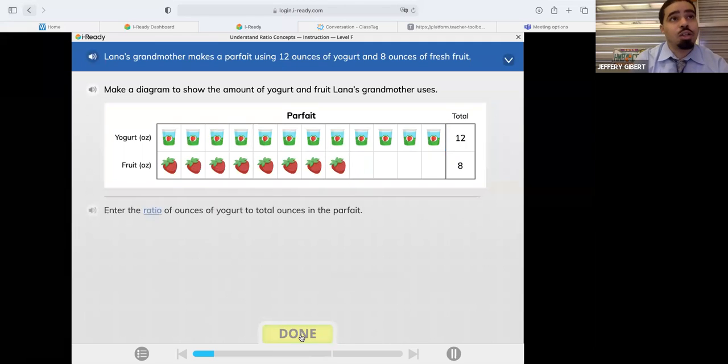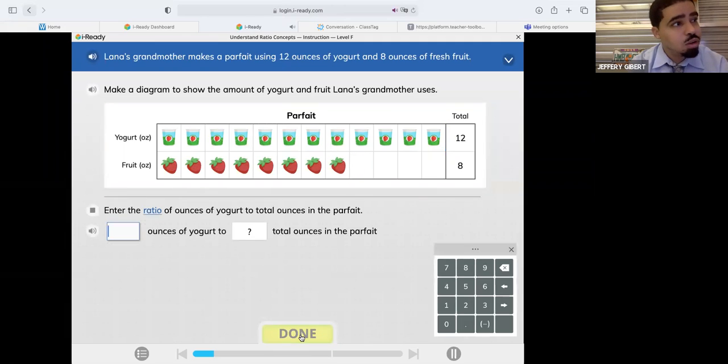All right, Torian, we're on iReady. Enter the ratio of ounces of yogurt to total ounces in the parfait. You can probably catch up. We didn't start too long ago.